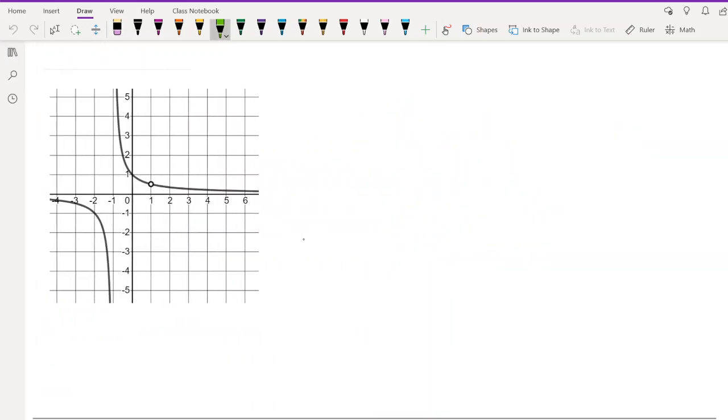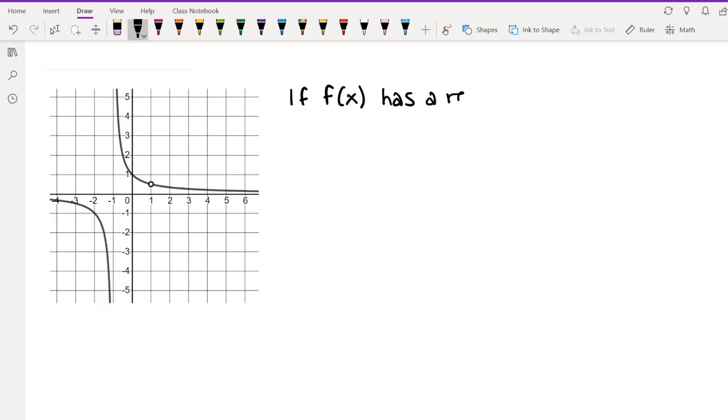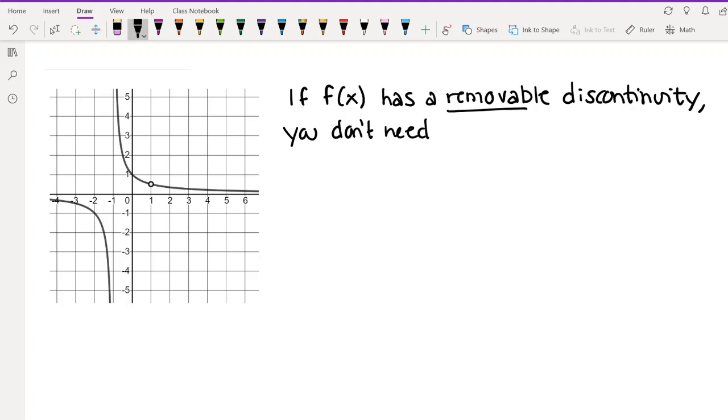Okay, so one last example, and this is kind of a counterexample that I just wanted to point out, which is that if your function has a removable discontinuity, so a removable discontinuity is just a hole, you don't need to actually use limits. So this is one example. So let me just finish writing down this sentence.